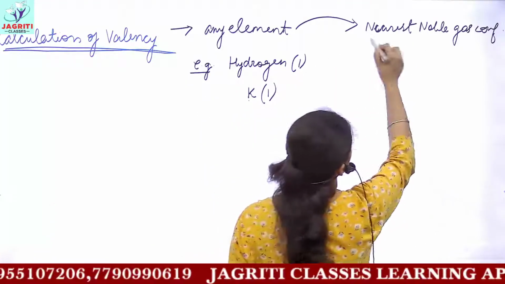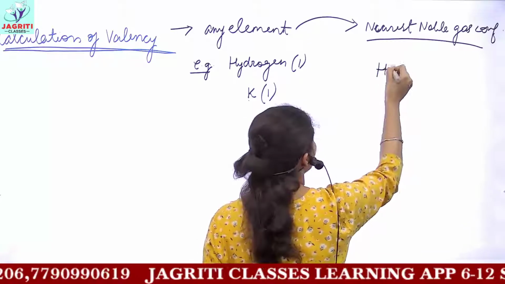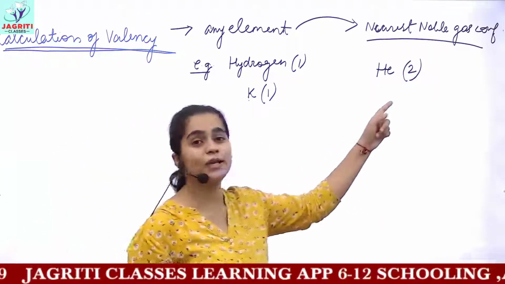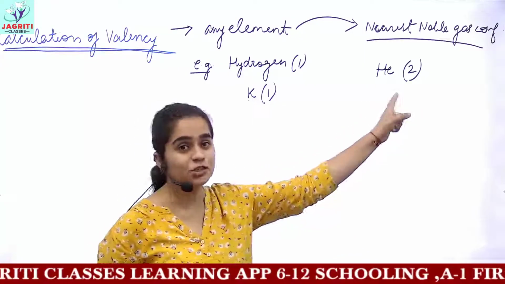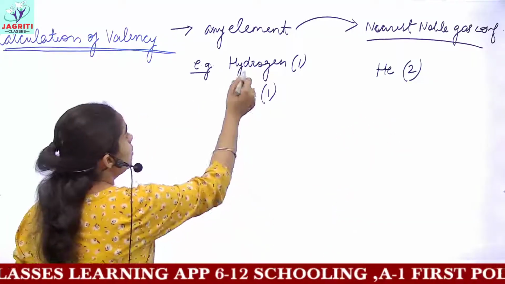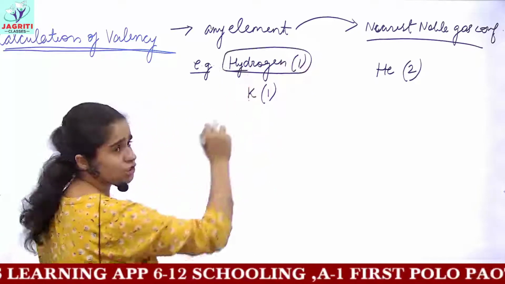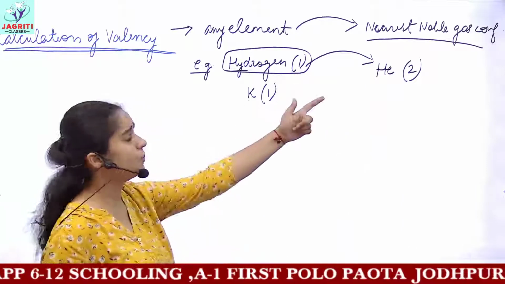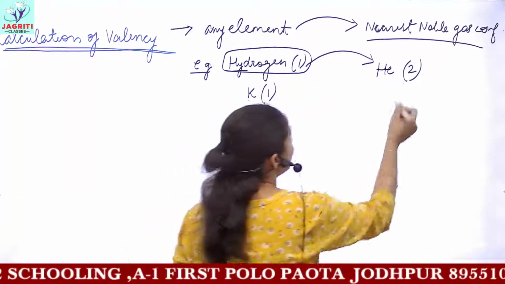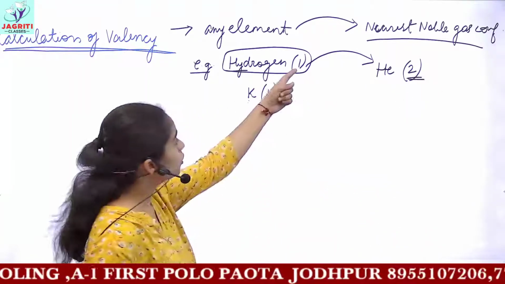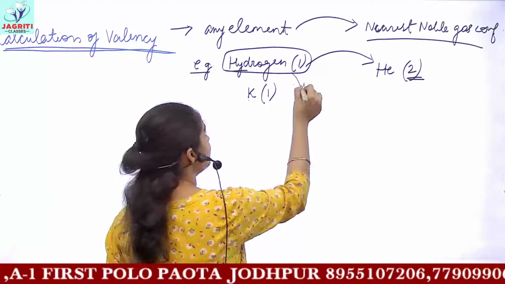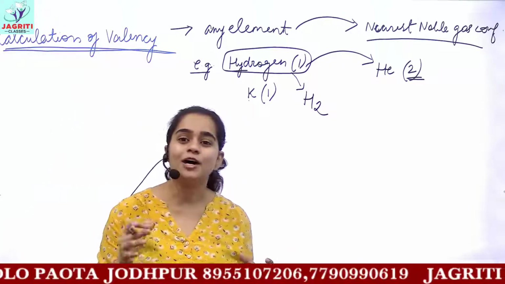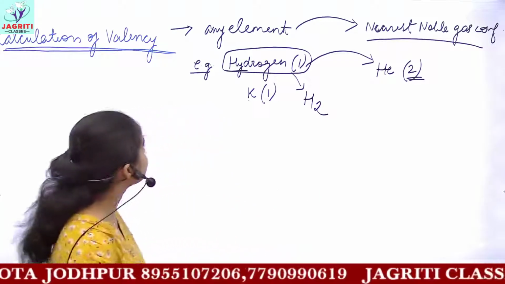Now the nearest noble gas to hydrogen is helium, which has a stable configuration, that is, it has 2 electrons in the outermost shell. So this is stable. Hydrogen also wants to achieve the noble gas configuration, because the nearest noble gas is helium, which has 2 electrons. So to achieve that, hydrogen forms an H2 molecule, that is a diatomic molecule. They form a covalent bond instead.